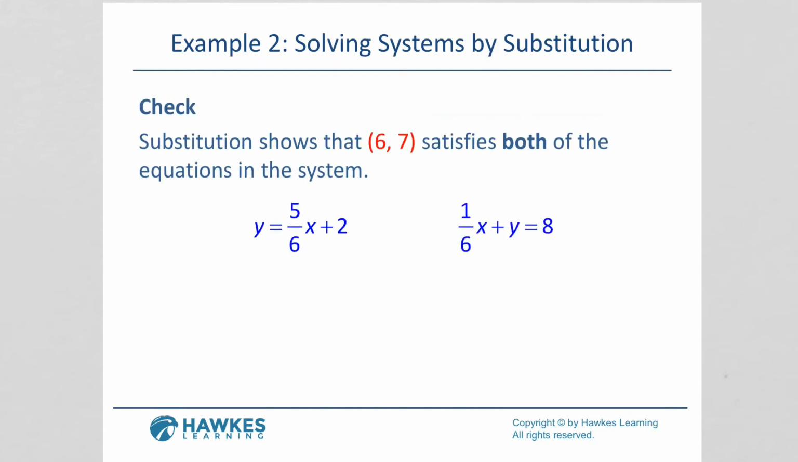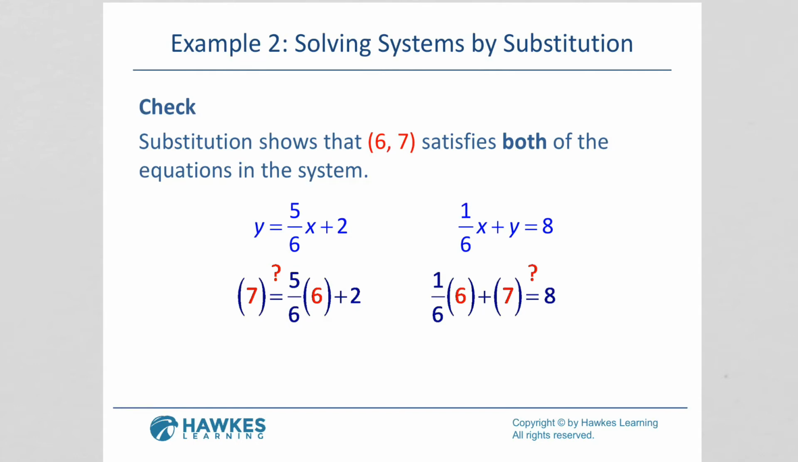Checking that, substitution shows that 6, 7 satisfies both of the equations in the system. y equals 5/6 x plus 2, and 1/6 x plus y equals 8. On the left, 7, does that equal 5/6 times 6 plus 2? And on the right, 1/6 times 6 plus 7, does that equal 8? Simplifying those down, on the left, 7 does equal 7, and on the right, 8 does equal 8.